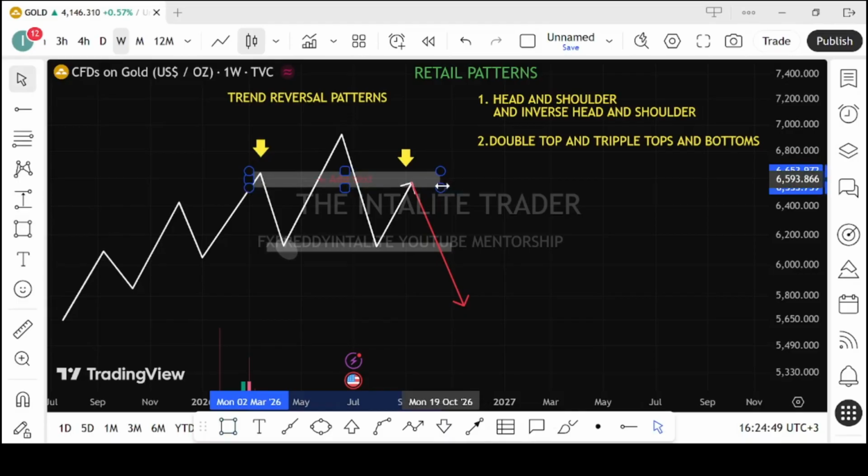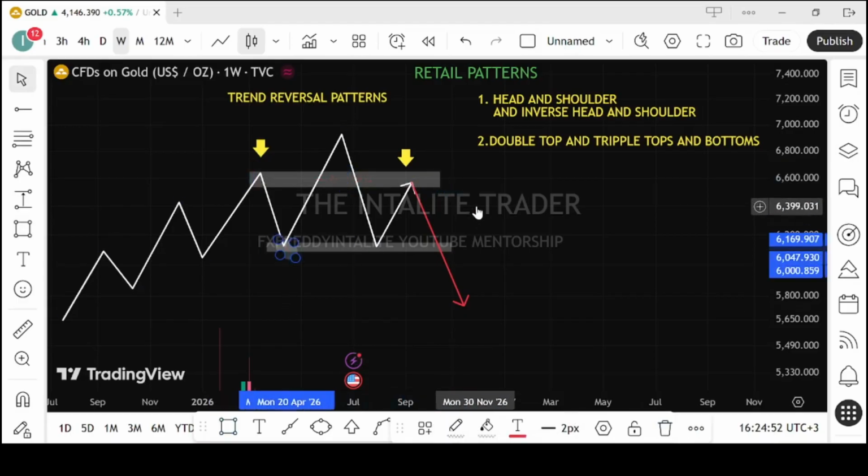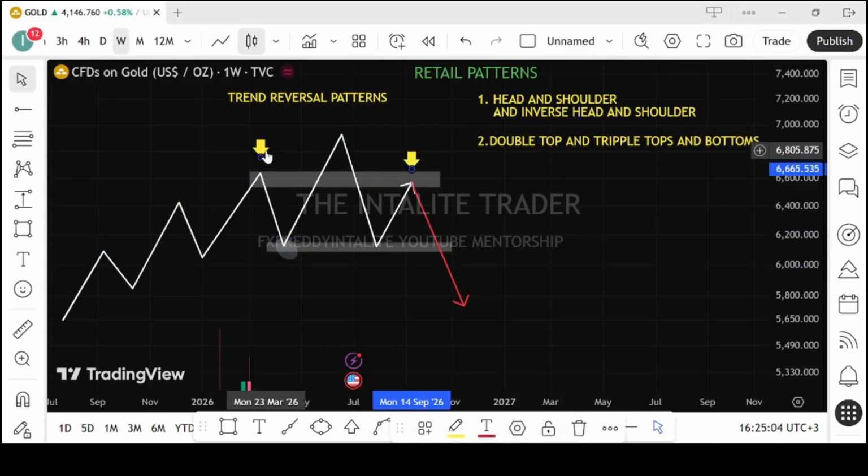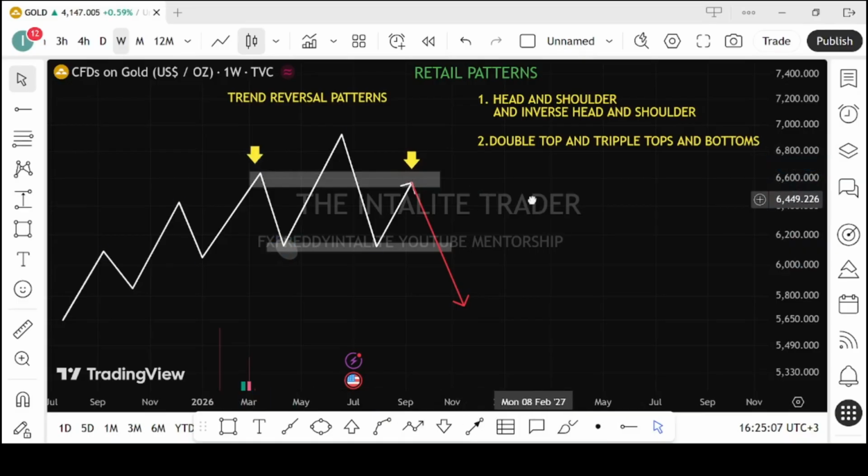I see these levels. It forms the resistance on the left. It again goes and finds resistance as it is trying to go up, on the same spot, same zone. So this one forms what we call a head and shoulder pattern.